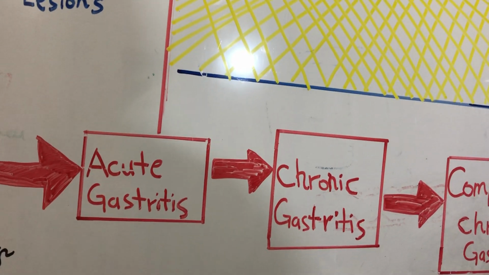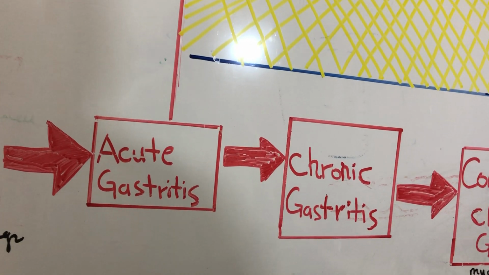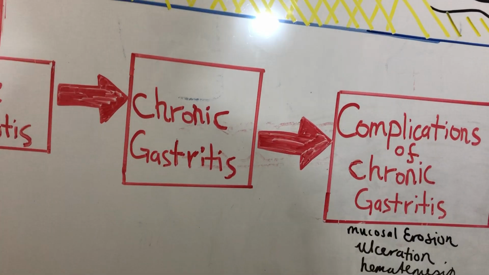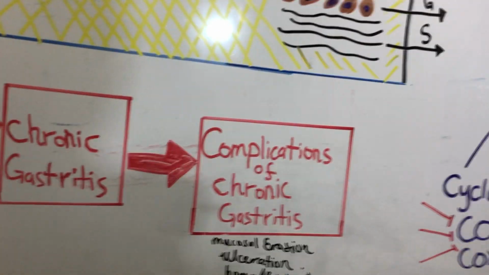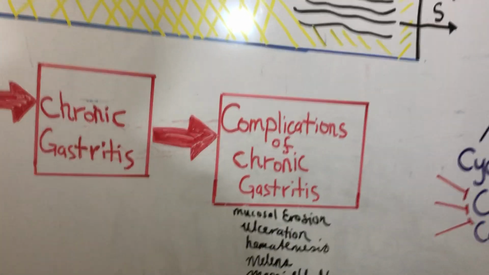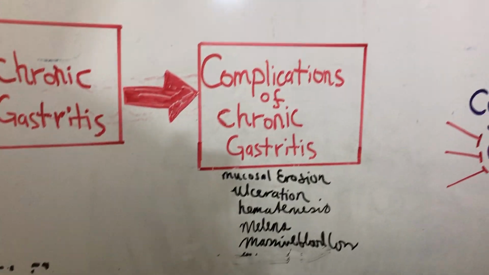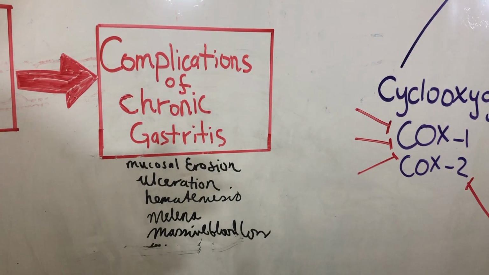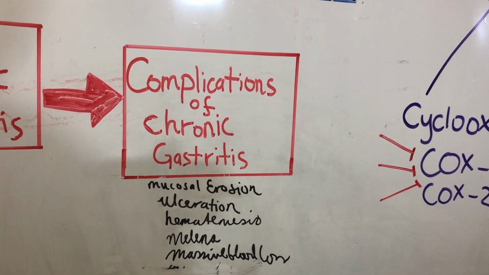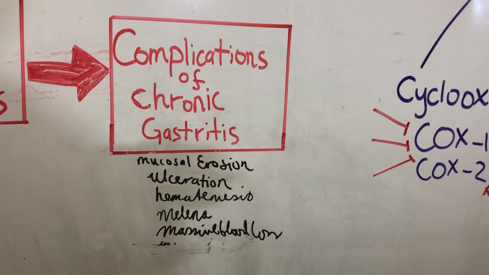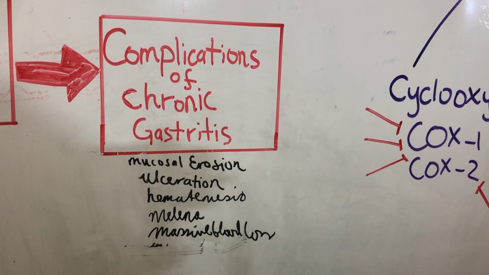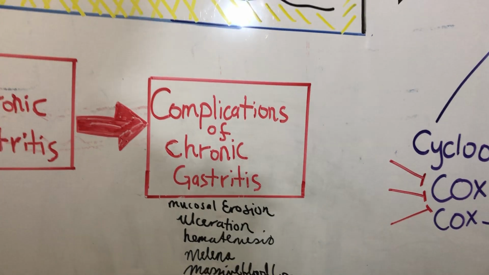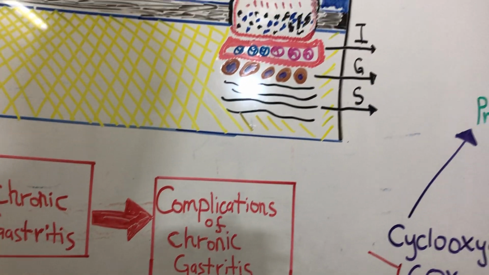Then if things get out of hand, inflammatory cells would be recruited to the site of the inflammation, and we would develop into acute gastritis, and then we would move on to a chronic gastritis, and we would end up, if not remedied properly, with complications of chronic gastritis, which are mucosal erosion, ulceration, and hematemesis, melena, and massive blood loss in very severe cases.